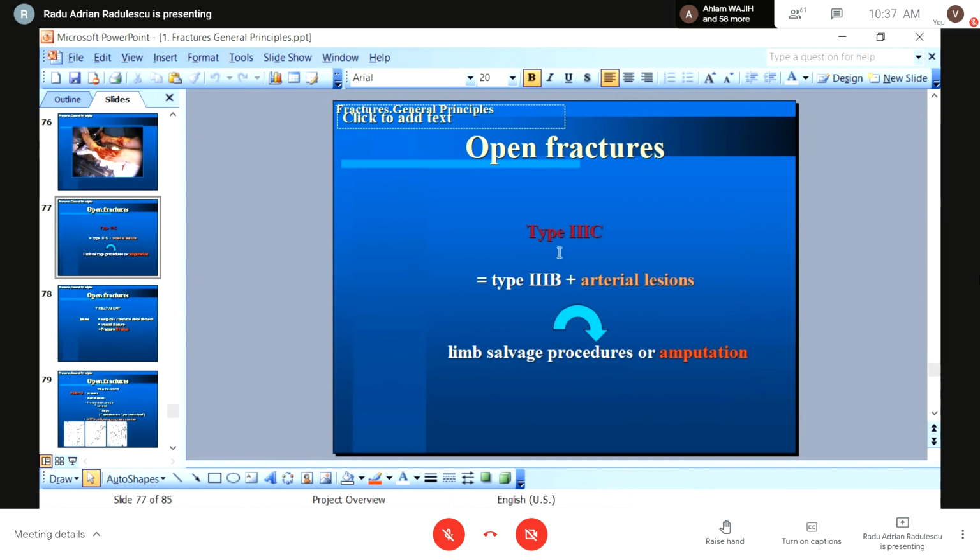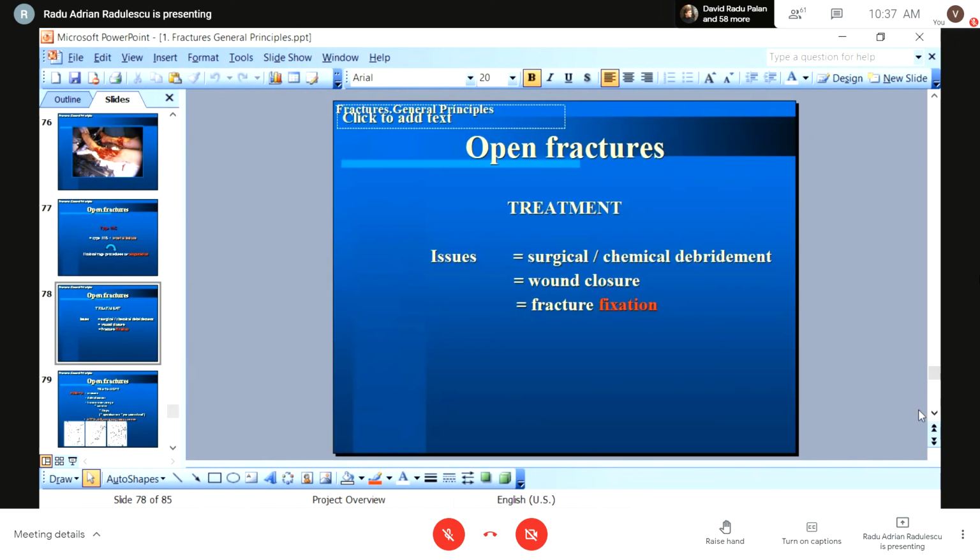And finally, type 3C, which in addition to what happens in type 3B, we have arterial lesions, which compromise the vascularization of the limb. Sometimes we need even to perform amputations in these patients if the vascular axis of the limb cannot be restored, or if we cannot apply a limb salvage procedure, we may be even obliged to amputate that segment of the bone.